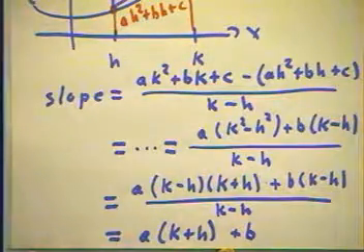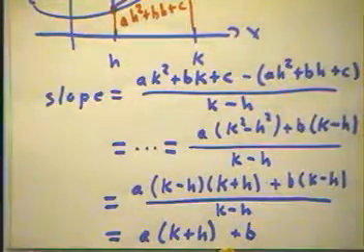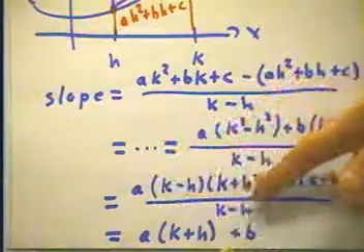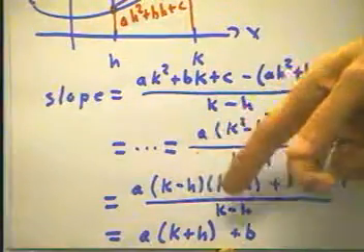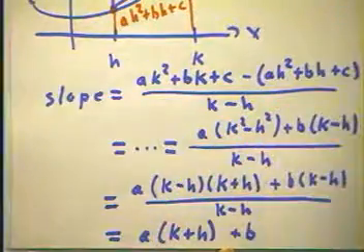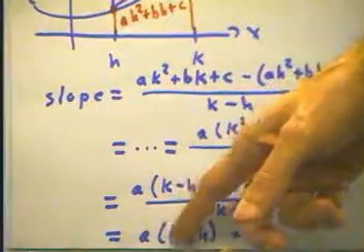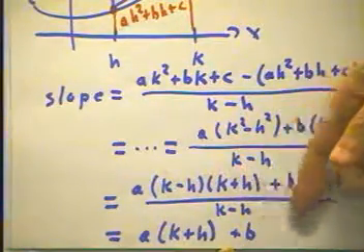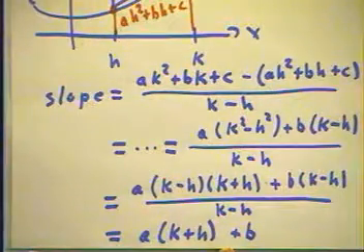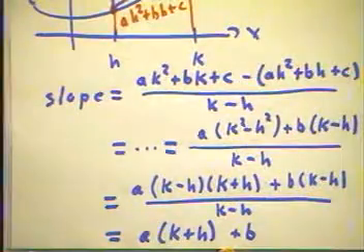We factor k squared minus h squared into k minus h times k plus h. And then we see that we can easily divide the k minus h into the numerator. The k minus h divides here, leaving us a times k plus h. It also divides over here, leaving us b. So the slope is a times k plus h plus b. So there's an interesting exercise in setting up a slope and in doing a little bit of algebra to simplify the expression.